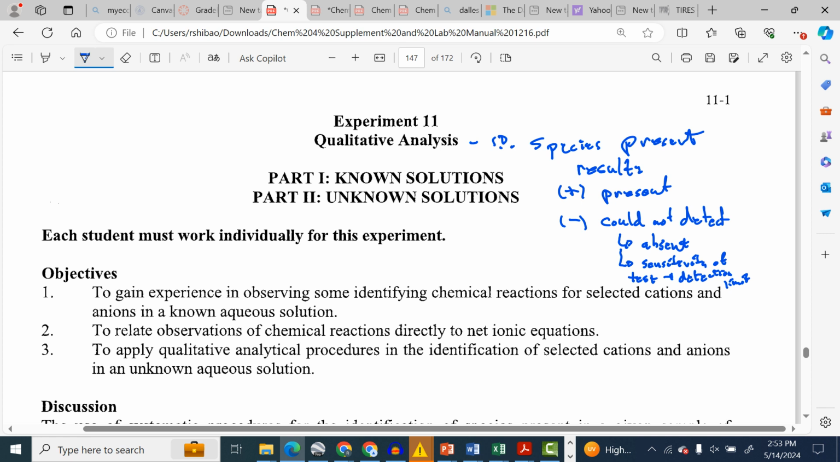All right, now we're going to start experiment 11. Experiment 11 is going to be a multi-day lab. It's quite involved. And you should skim the lab before, especially these more complicated labs like this.